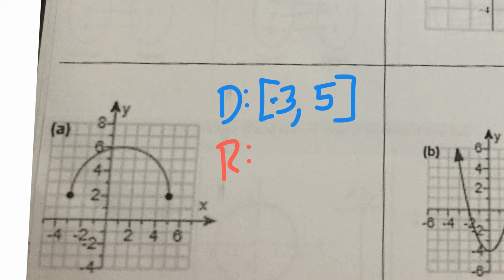Next, looking at the range. What is the lowest y value the graph takes on? Well, that happens right here, and it has a y value of 2. So the lowest value of the range is 2. Now we want to look for the highest value of the range. That occurs right there. The graph never gets any higher than that. So 6 is the greatest y value.